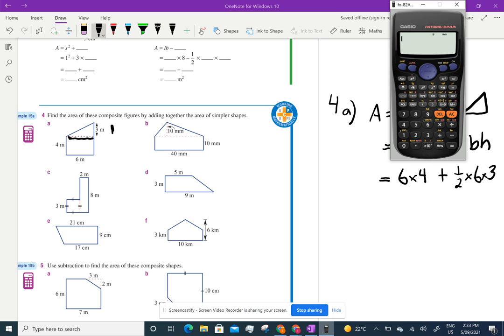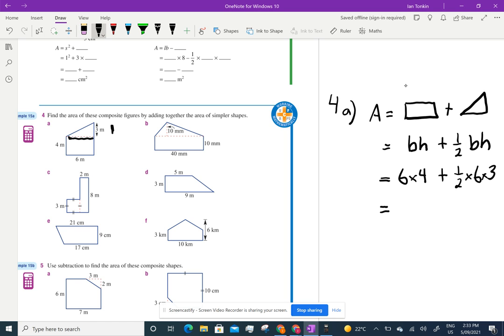And then I just put it into my calculator. Now, some of you will be wanting to find out those two separately and adding them together. It's so much easier just to type it into your calculator as it stands and do it all in one go. You don't want to do more than you have to. And the answer is 33. Now, what units are we in? Metres. And remember, we're finding area, so it's 33 metres squared.